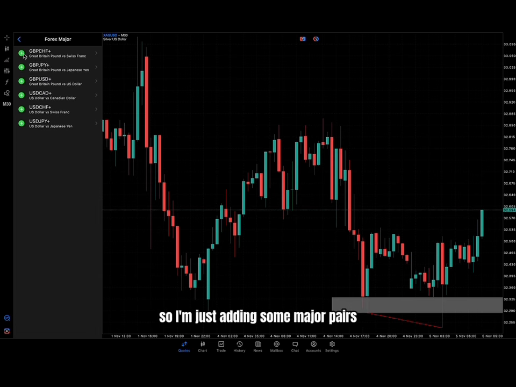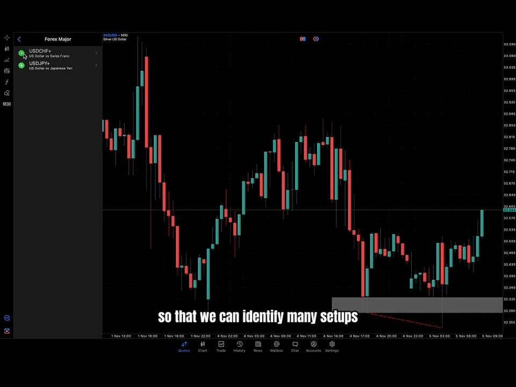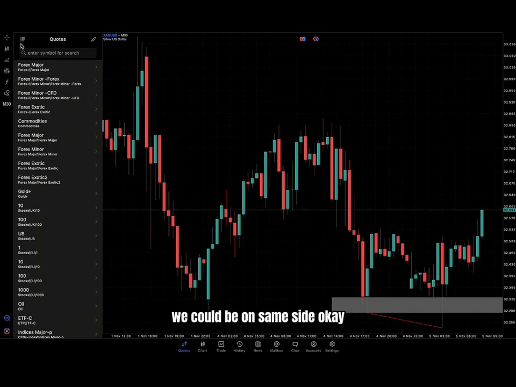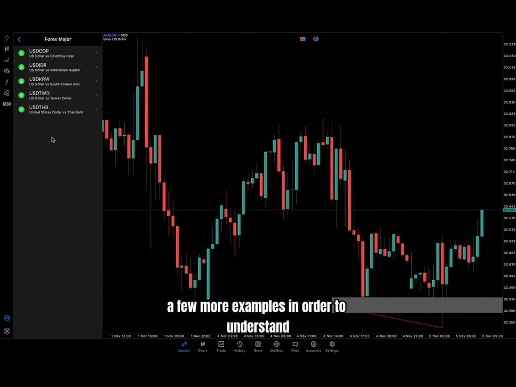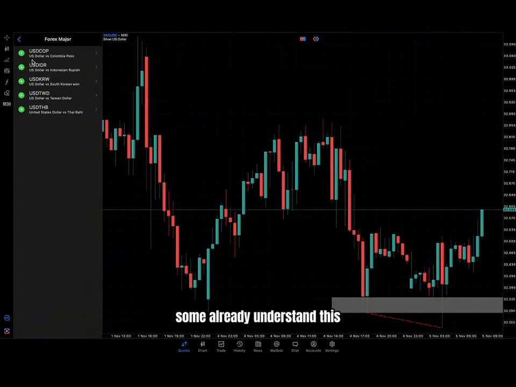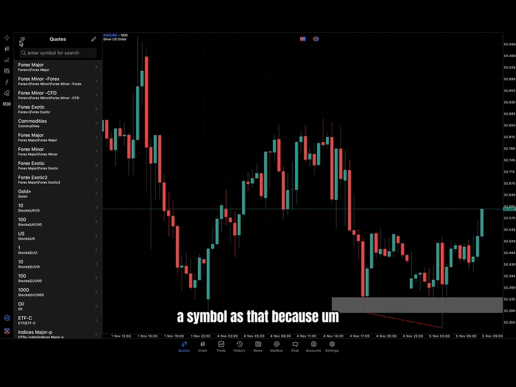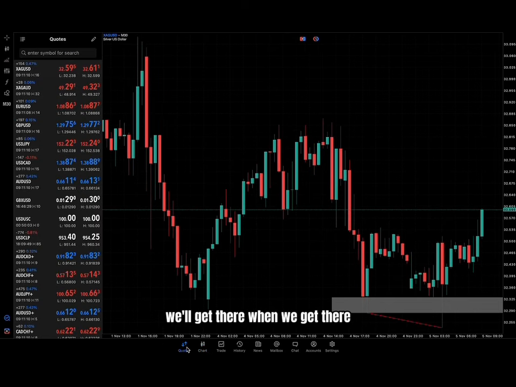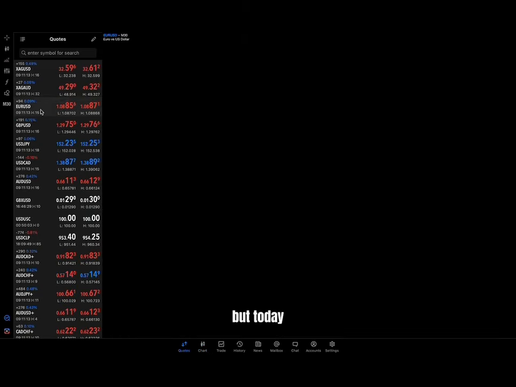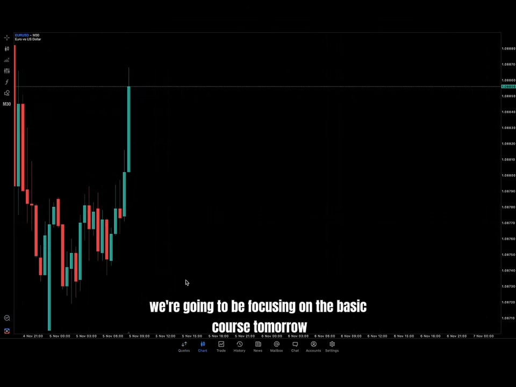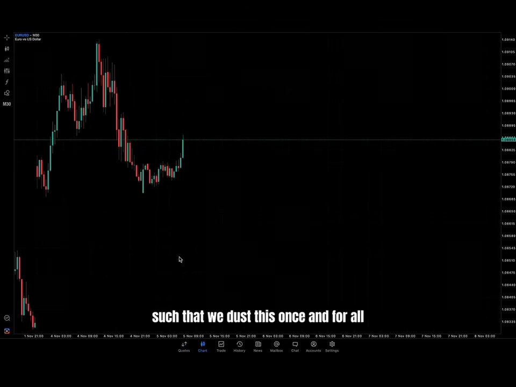I'm just adding some major pairs so that we can identify many setups, so that we could be on the same side. I noticed that some of us require a few more examples in order to understand. Some already understand this, but the Quasimodo is not just as simple as that, because it has levels that you can go. This is the simplest Quasimodo. Then you go to the Quasimodo within trend lines. We'll get there, and when we get there, I'll explain more and more. But today we're going to be focusing on the basic Quasimodo, such that we dust this once and for all.